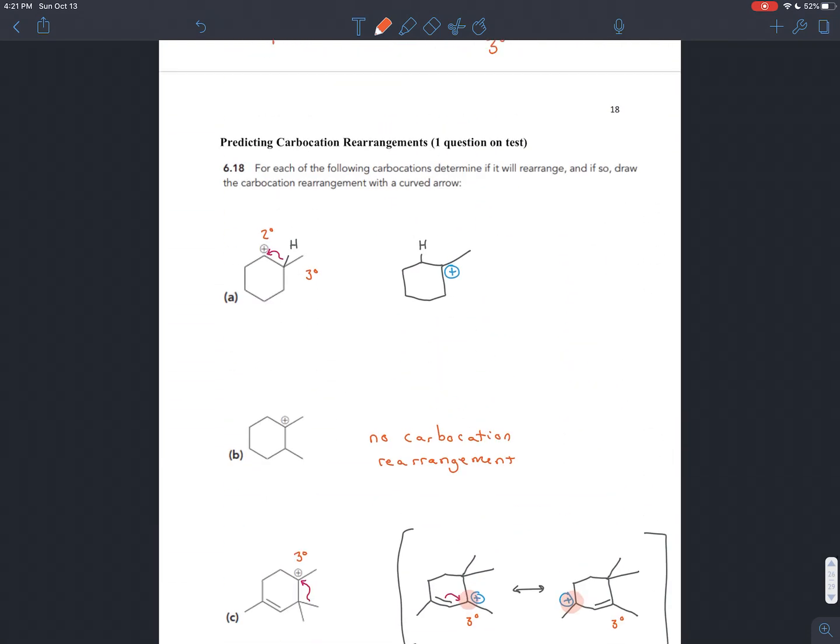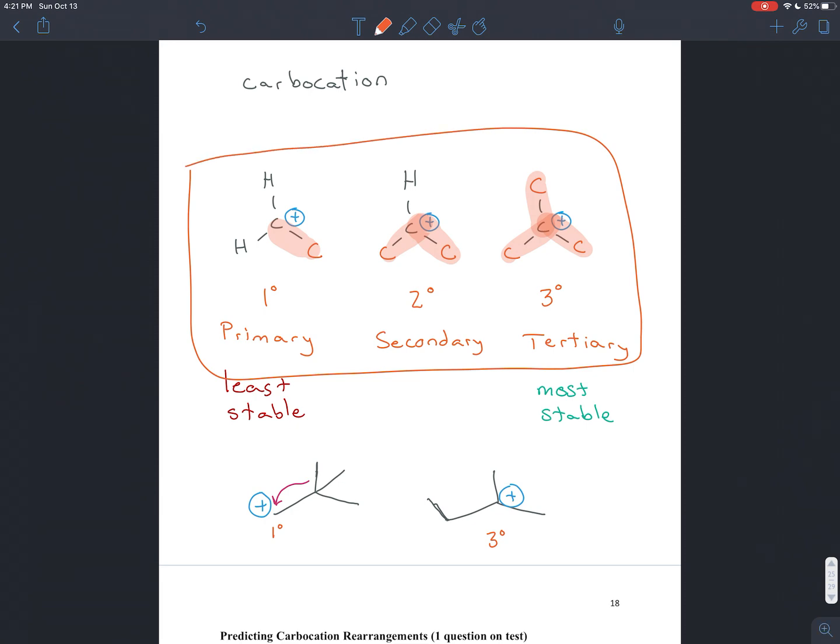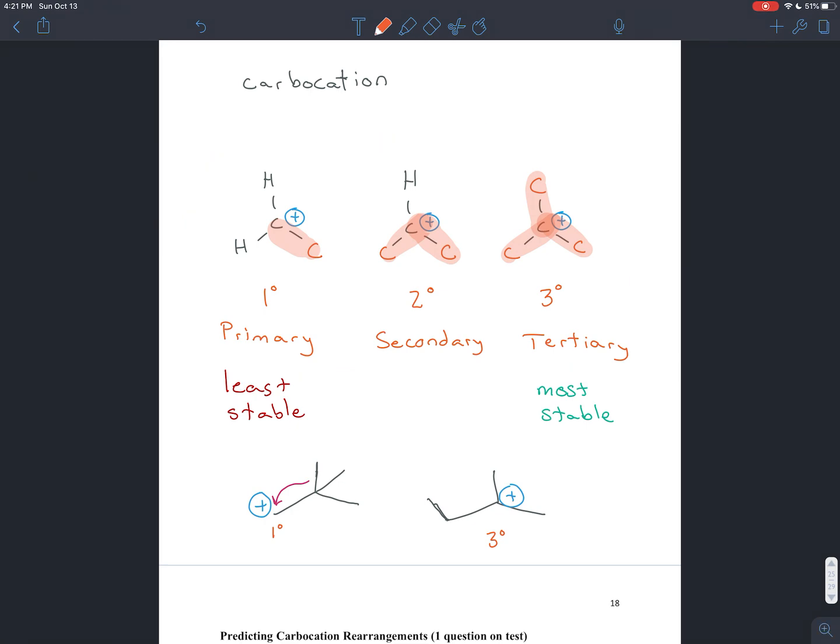So, in general, carbocations, carbons that have positive charges, are classified as primary, secondary, or tertiary depending on how many carbons they're bonded to. The more carbons they're bonded to, the more electrons they can borrow from those carbons, and the more stable they become. The only thing more stable than a tertiary carbocation is an allylic carbocation, one that's one away from a pi bond.